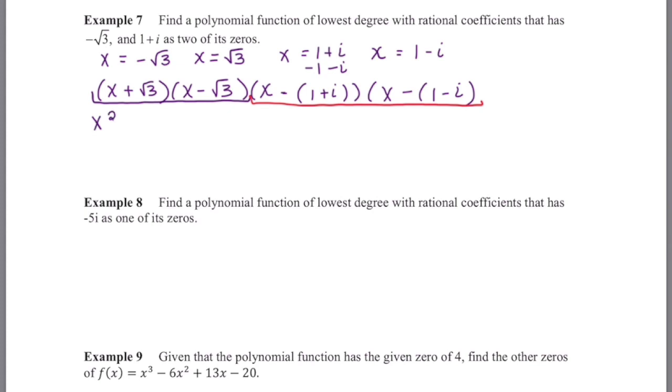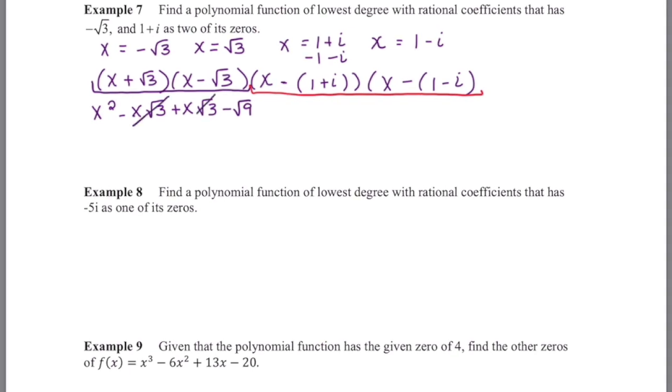I have x squared minus x square root 3 plus x square root 3 minus the square root of 9. I see that our middle two terms cancel, so I'm left with x squared minus 3, which is super helpful.